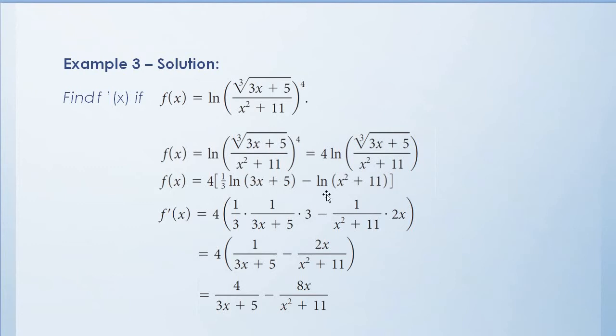And then we differentiate this. The 4, we don't do anything, we put back 1 over 3, same. Differentiate ln(3x+5), we get 1 divide 3x+5. And don't forget to differentiate the terms inside, 3x+5, then we will get 3. Minus, differentiate ln(x squared plus 11), we get 1 divide x squared plus 11, and don't forget to differentiate x squared plus 11, we get 2x. Therefore, we will get 4 divide 3x+5 minus 8x divide x squared plus 11.